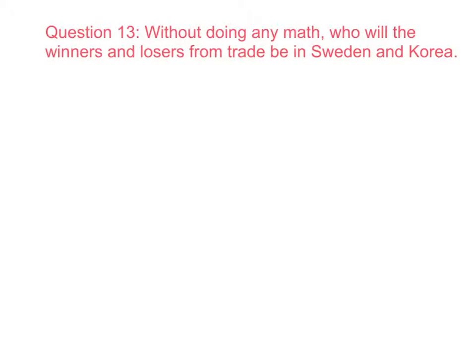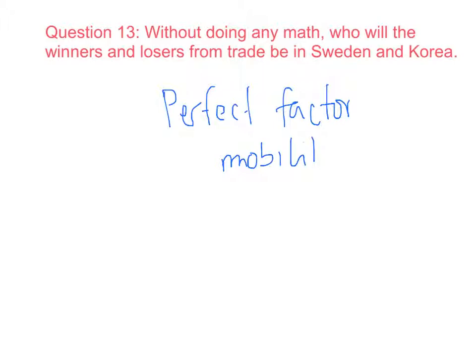We have to remember that we are assuming perfect factor mobility, which means that workers can go to whichever industry they would like to be working in. And without doing any math, we have seen that in Sweden, workers will be moving from the B industry to the A industry, from its comparative disadvantage industry to its comparative advantage industry. And therefore, all workers will be working in the export industry, which is the industry that benefits from trade.